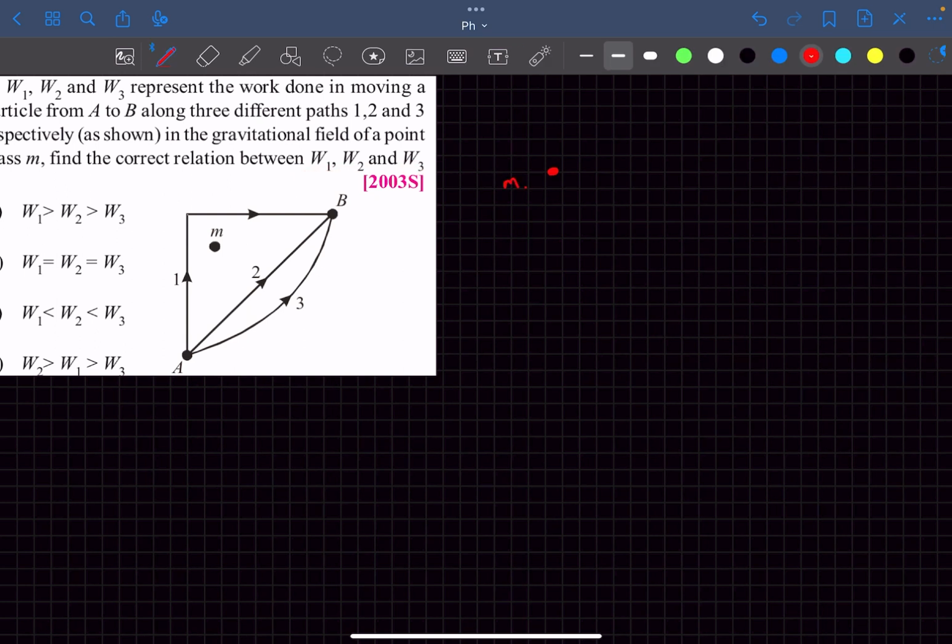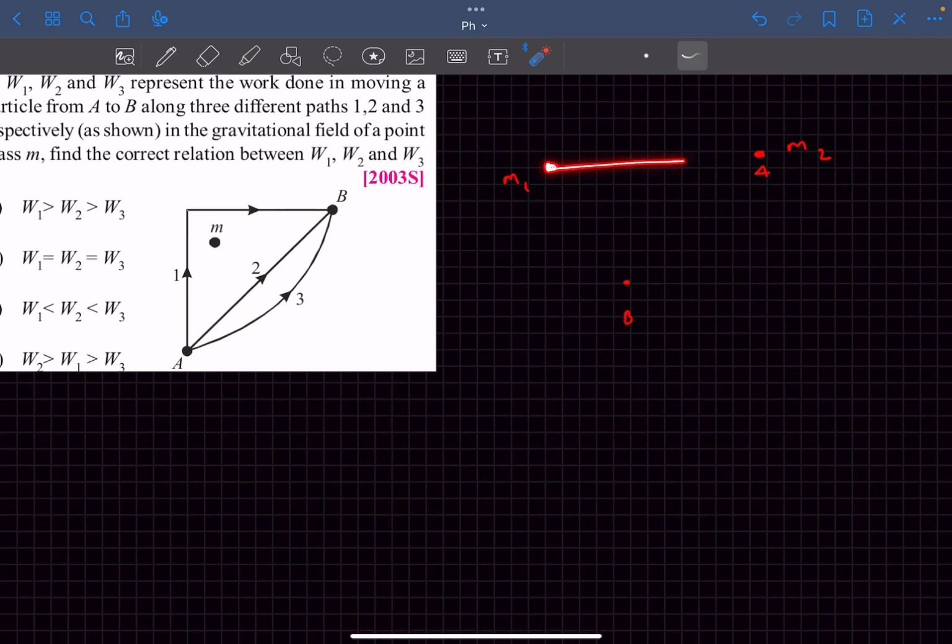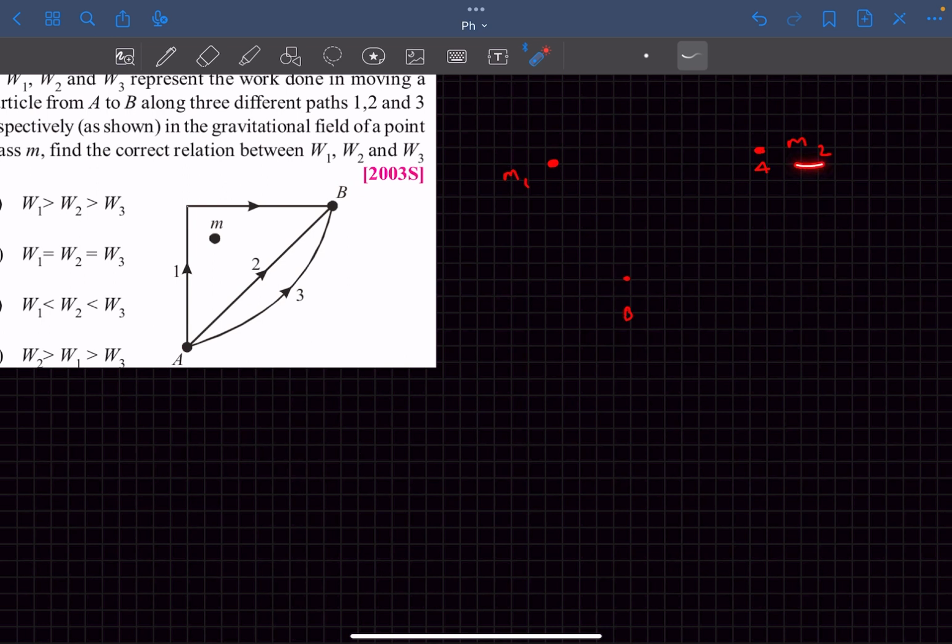So let's say we have a mass m1 that is fixed and we have another mass m2 which we have to move from a point A to a point B. All we have to do is find the potential due to mass m1 at point A and the potential due to mass m1 at point B. So the work done in moving this particle m2 from point A to point B will be mass m2 multiplied by the potential at point B minus the potential at point A. So this would be the work done in moving it.